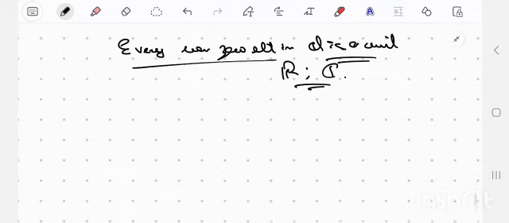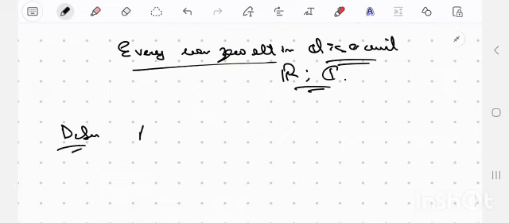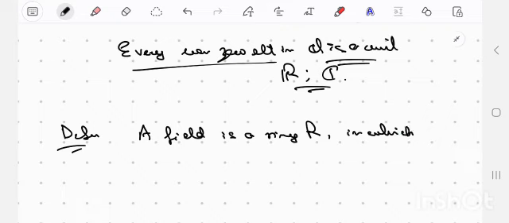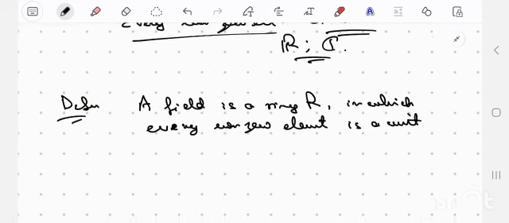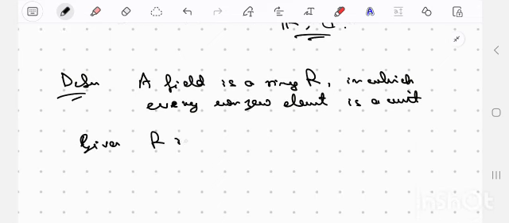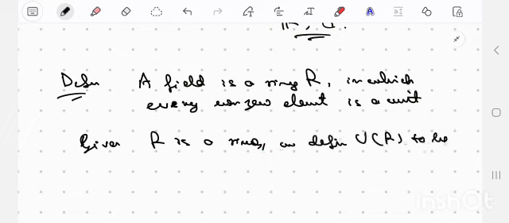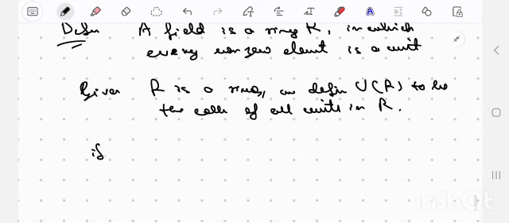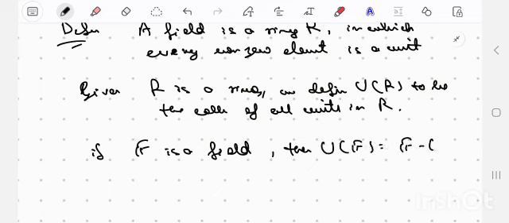Got it? So definition, this is a very, very important definition. A field is a ring, obviously a commutative ring with unity, in which every non-zero element is a unit. Fine? Okay. Given R is a ring, we define U of R to be the collection of all units in R. Okay. So if F is a field, and we will use this notation itself to denote fields, then we can observe that the collection of all units in the field is every non-zero element. The collection of the units in Z, as we said, is just 1 or minus 1.